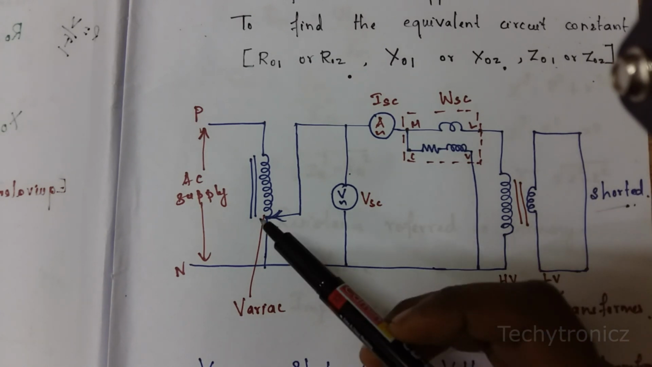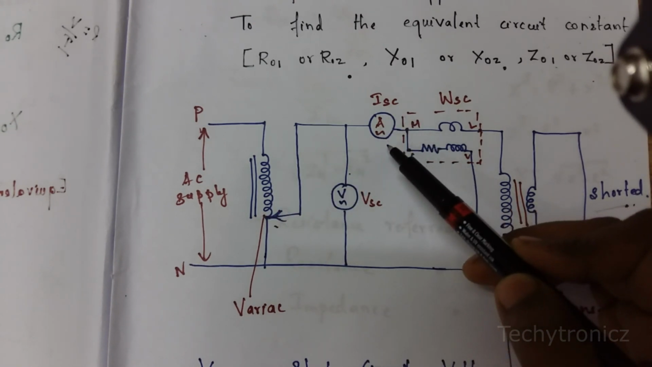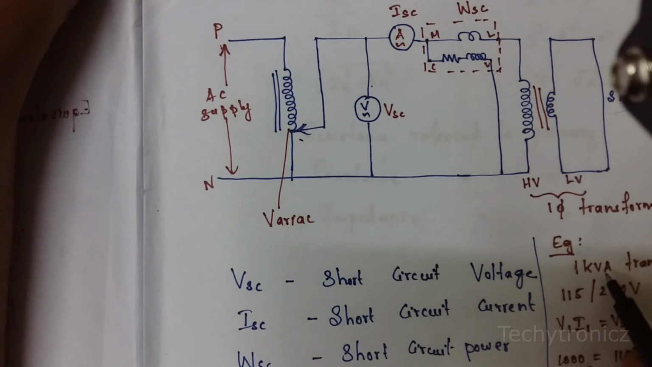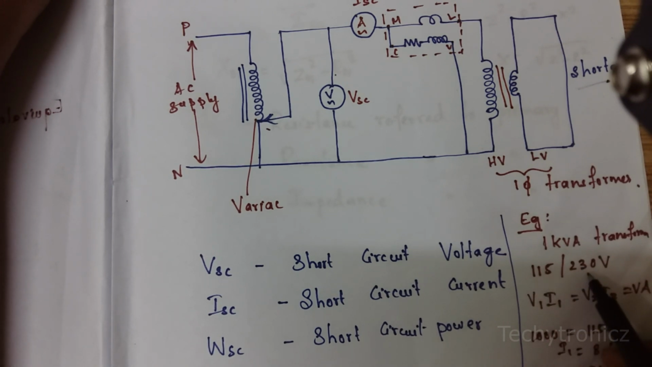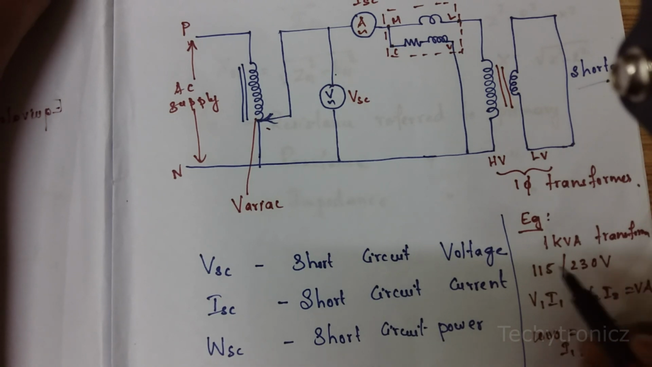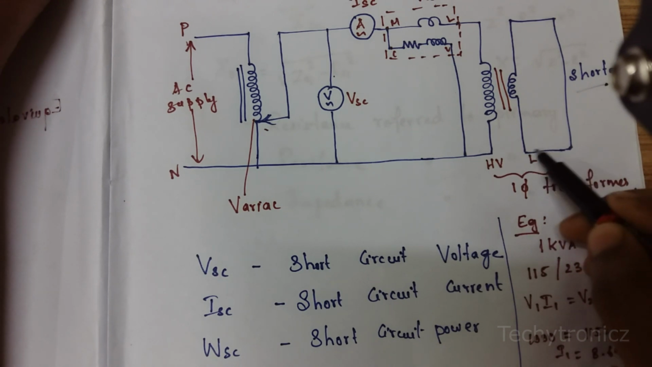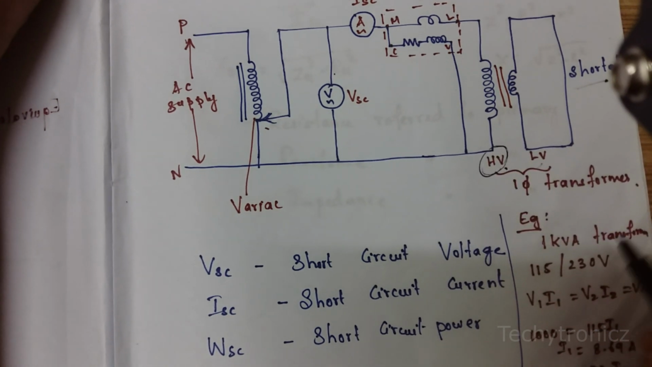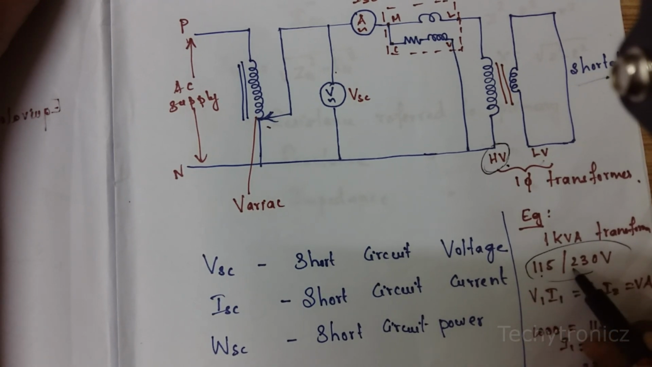When we vary the auto transformer, we can set the current in the ammeter. For example, if we take a 1 kVA transformer, with rated voltages of 115 and 230 volt. In the short circuit, this end will be connected as low voltage, and this side will be connected as high voltage.